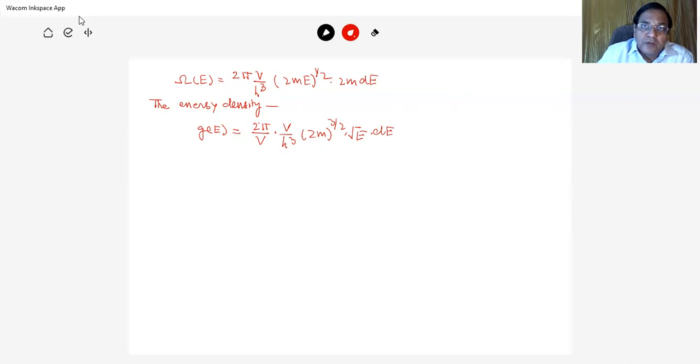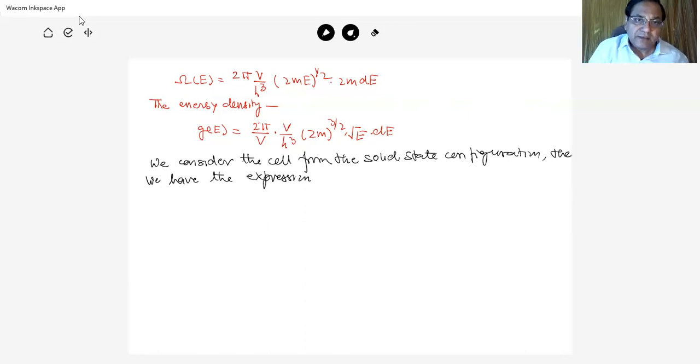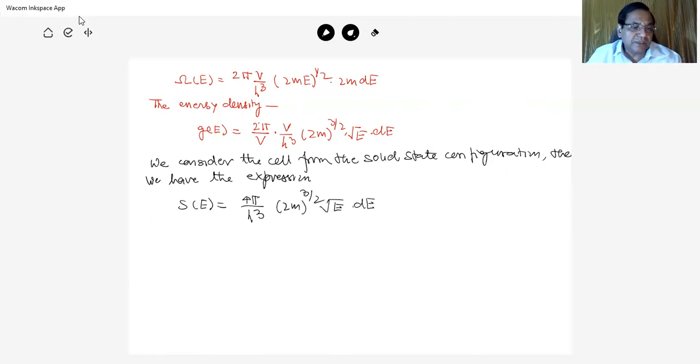Now, if we consider the cell from the solid state configuration, then we have the expression: g(E) is equal to 4π upon h cube (2m)^(3/2) under root E into dE.